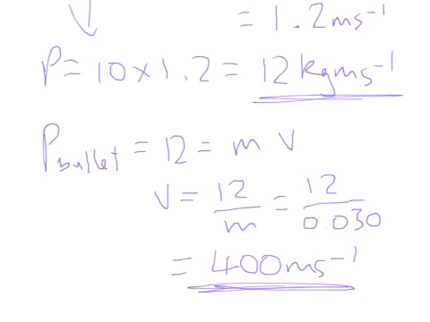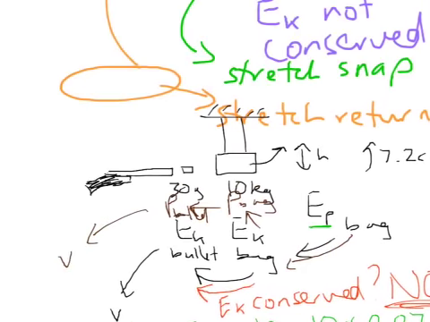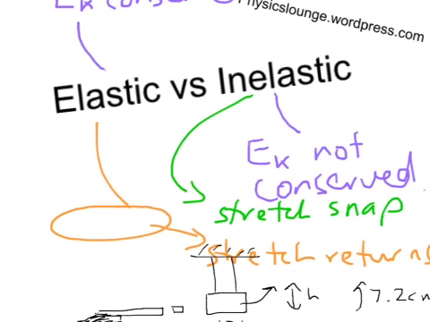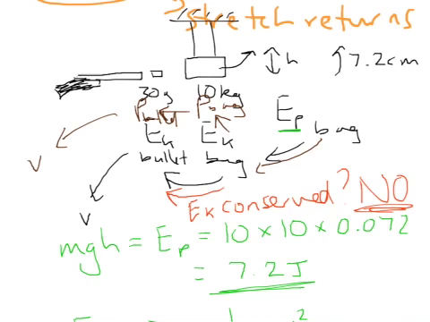So again, just very quickly recapping, we had elastic collisions where kinetic energy is conserved, inelastic collisions where kinetic energy is not conserved. In this example of a rifle firing a bullet into a bag, we can work backwards from the gravitational potential energy to the kinetic energy to the momentum to find the muzzle velocity of the bullet. We can't do that using kinetic energy because kinetic energy is not conserved. It's an inelastic collision.